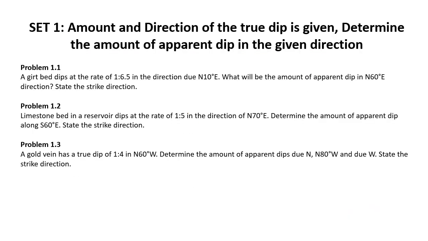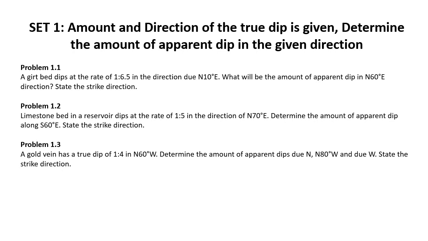Now we will begin with the problems. So there are four different sets of problem. So we will see one by one. So just see what is given in the set 1. So in set 1, the amount and direction of the true dip is given. We need to determine the amount of apparent dip in the given direction.